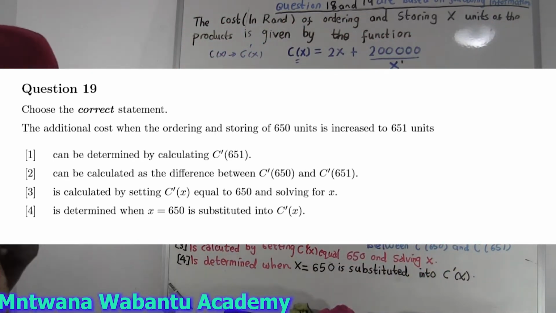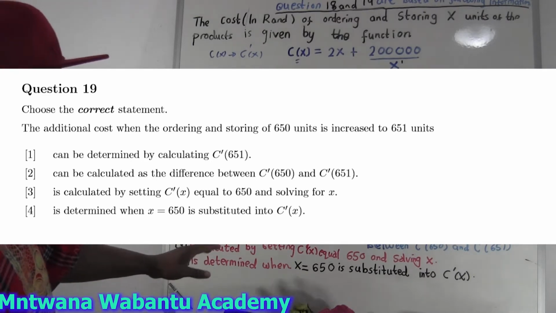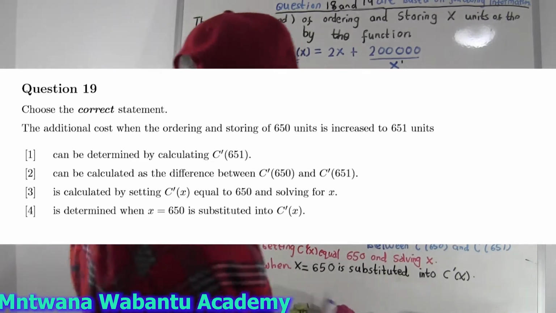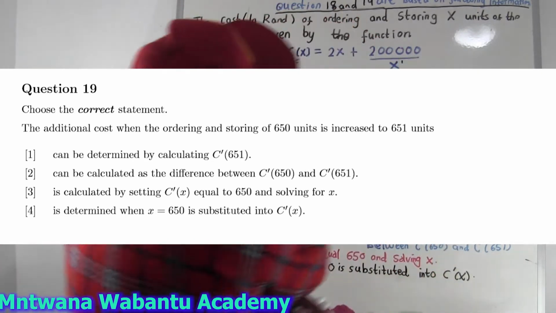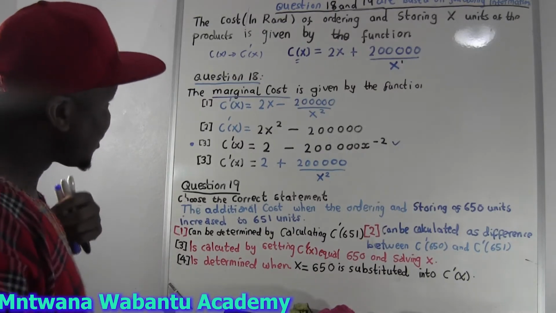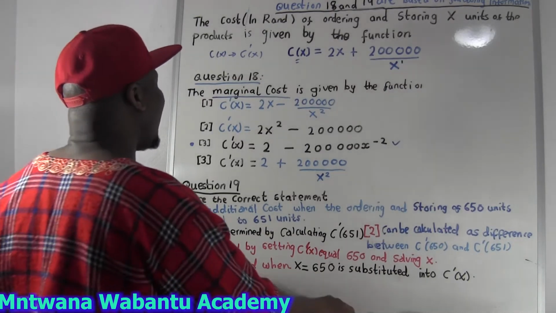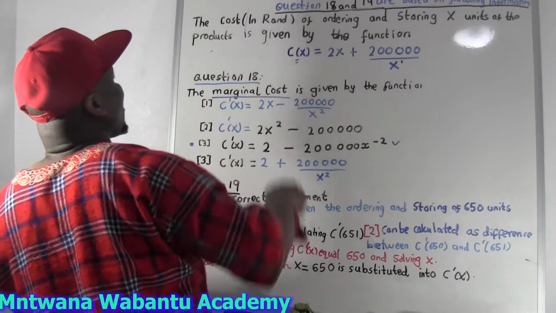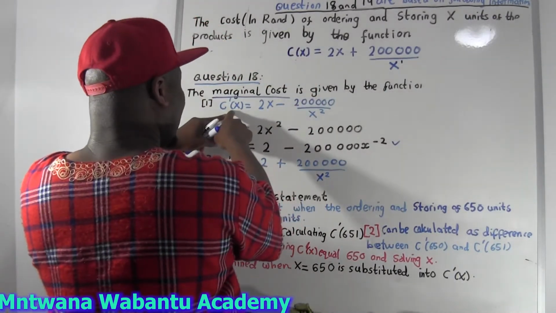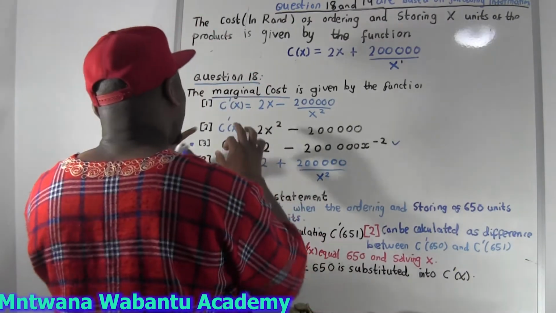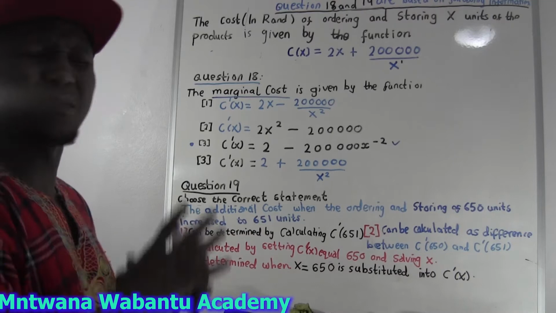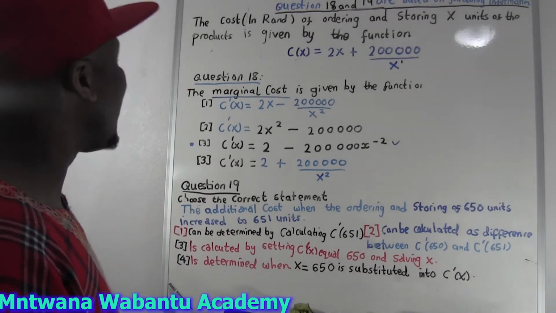Okay, now let's go. Let's say here, the additional cost when ordering and storing 650 units. So we order 650, and we want to get the cost. They don't talk about marginal here, they don't talk about anything, it's just a normal cost. So what does a normal cost mean? Cost is this, it's a cost function. This is a marginal cost function. You can call it a function, but just remember it's a marginal cost.